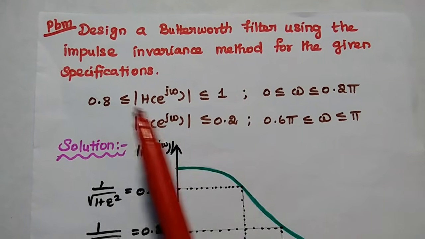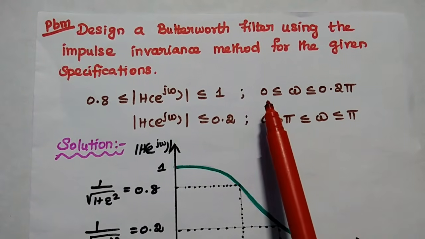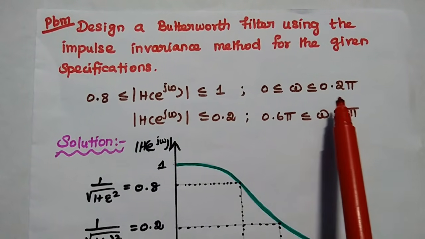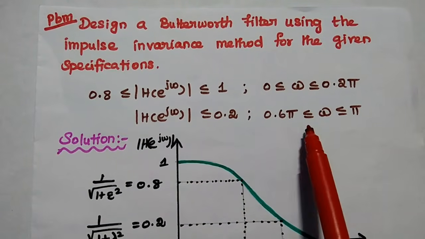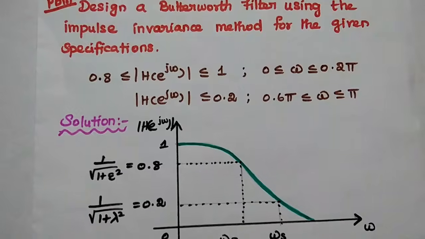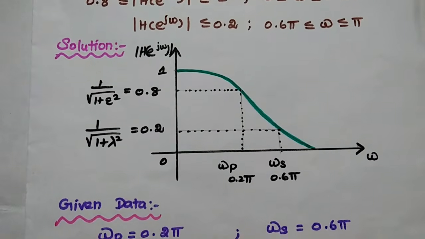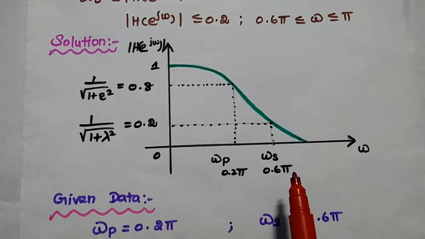equal to 0.8 and less than or equal to 1 when the frequency is between 0 and 0.2 pi. And the magnitude value is less than or equal to 0.2 when the frequency is between 0.6 pi to pi. In the solution part, first we have to draw the diagram of the magnitude response of the low pass filter.